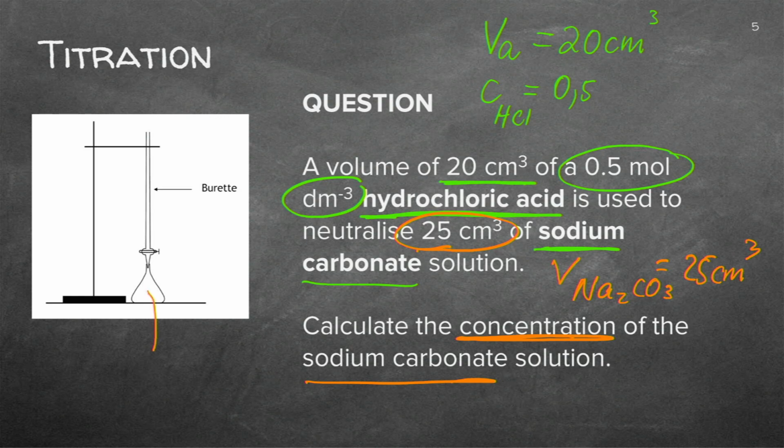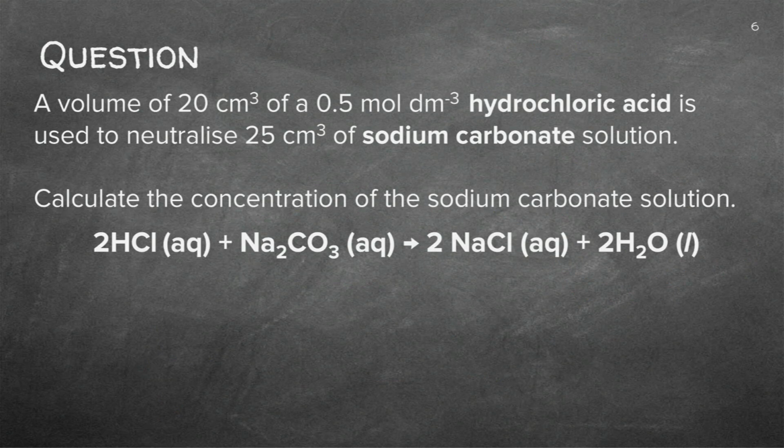So you know you've got 20 cubic centimeters in there. You don't know the concentration, but you do know what I put in here. So I had 0.5 mole of the hydrochloric acid, and when I finished my titration, I saw I put in 20 cubic centimeters. Right, what I do first when I get a question like this, I firstly write down my chemical equation. I've got hydrochloric acid and sodium carbonate. I need to balance this.